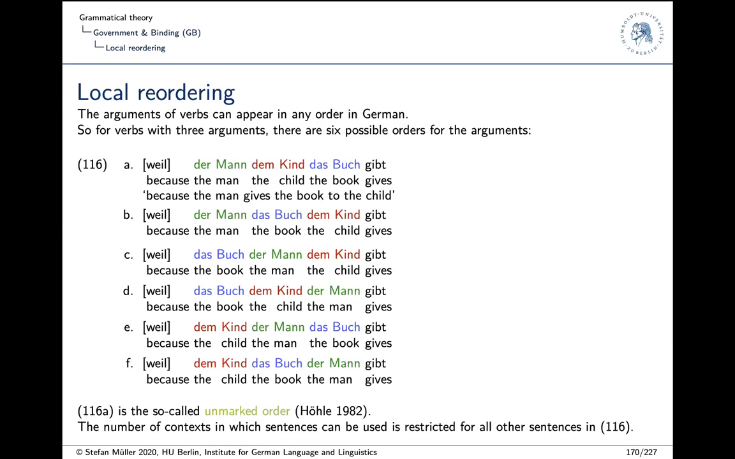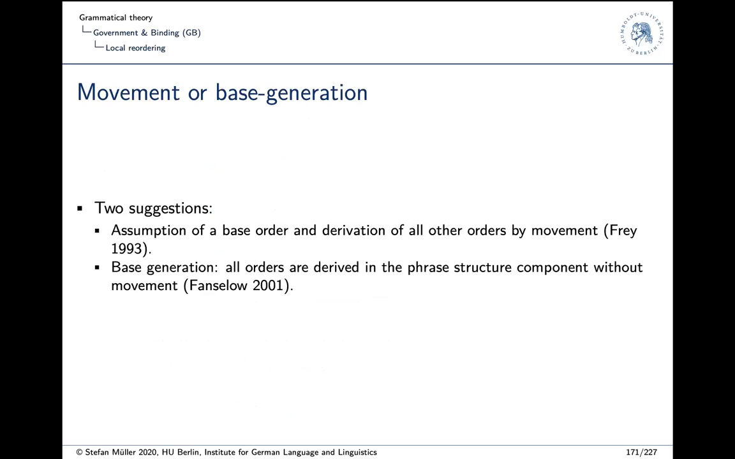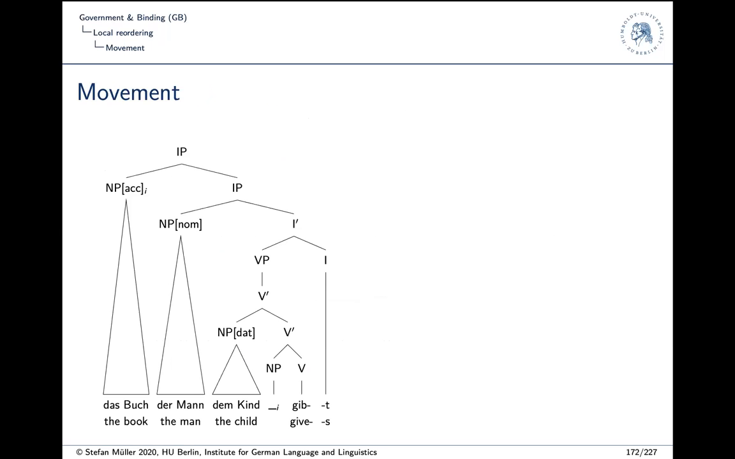If you have three arguments, we have six possibilities to permute them. So six possible permutations. They are given in B to F. Well, there are basically two approaches for accounting for these orders. The first one assumes that there's a base order, that would be the first example, and that all other orders are derived from that by movement. That was suggested by Werner Frey. And then there is the assumption of a base generation approach by Gisbert Fanselow.